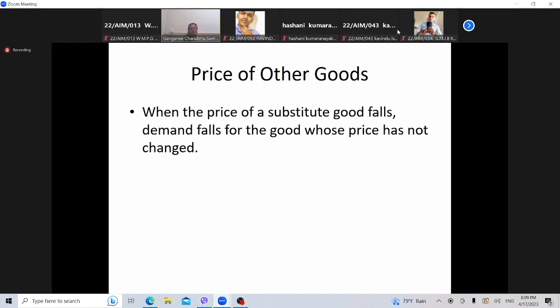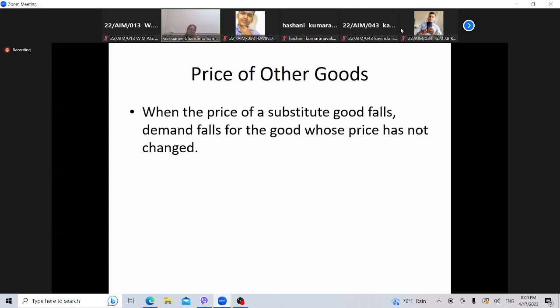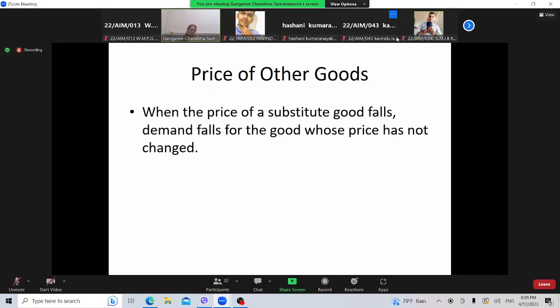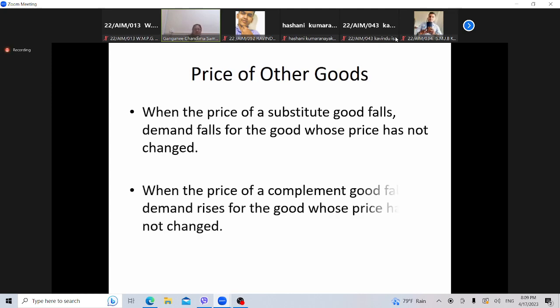When the price of substitute good falls, demand falls for the good whose price has not changed. Okay, then substitute means if butter is more valuable, we can go for margarine. Okay, so likewise, we can select the cheaper product.